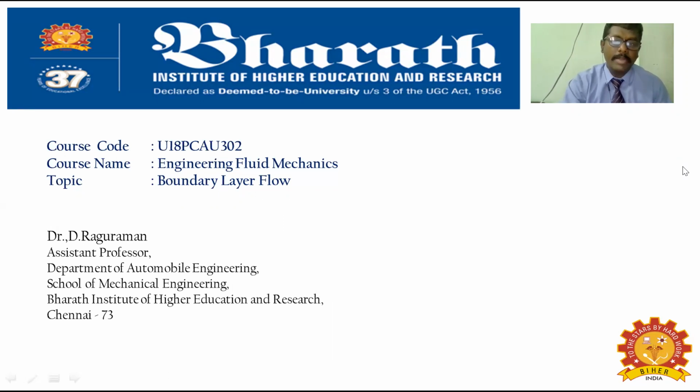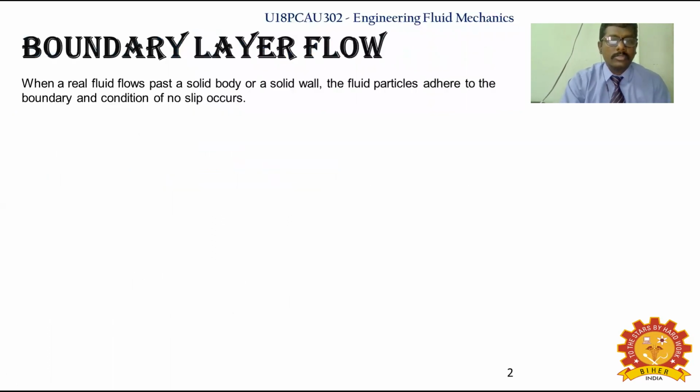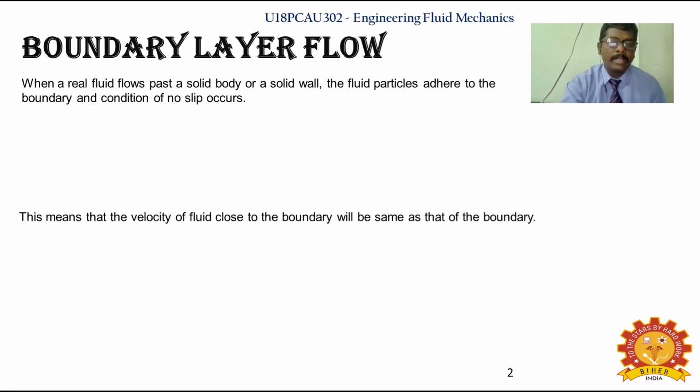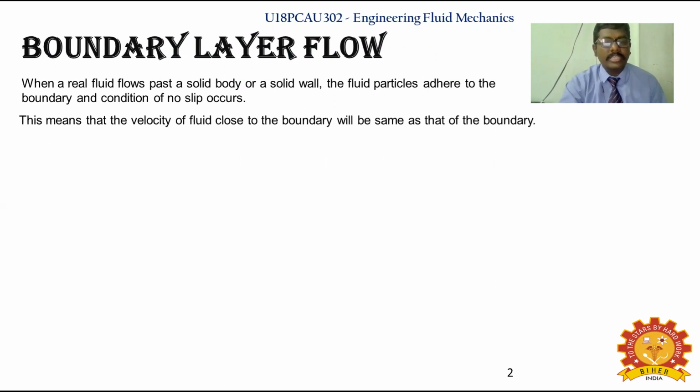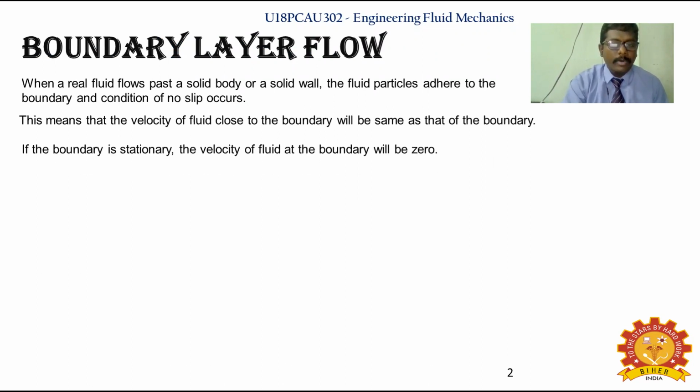The course name is Engineering Fluid Mechanics. So in the case of boundary layer flow, when a real fluid flows past a solid body or a solid wall, the fluid particles adhere to the boundary and the no-slip condition occurs. What it means is that the velocity of fluid close to the boundary will be the same as that of the boundary. If the boundary is stationary, the velocity of fluid at the boundary will be zero.